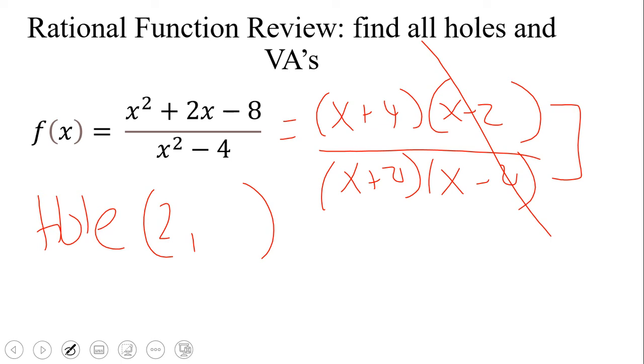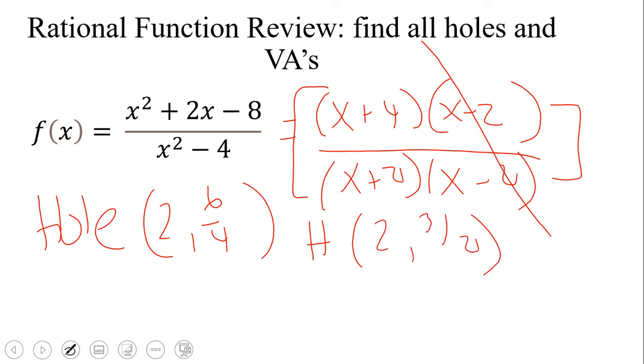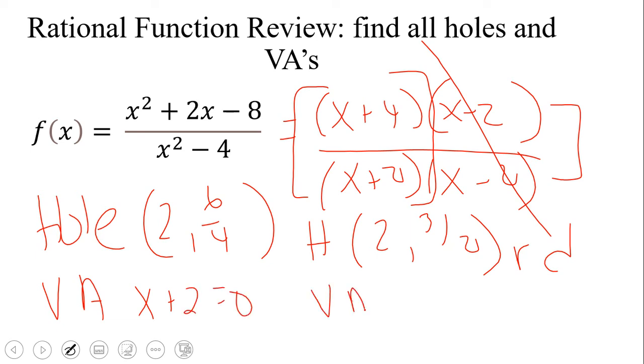Then you're going to plug the 2 into your reduced form. So if you plug the 2 into the reduced form, you get 6/4, which means that your hole is the point (2, 1.5). And just make sure you remember that a hole is, of course, a removable discontinuity. Then look at your reduced form, which here is x plus 4 over x plus 2. The vertical asymptote comes from setting whatever is left in the denominator equal to 0, which means you would have a vertical asymptote at -2. And important to remember that this is a non-removable discontinuity.